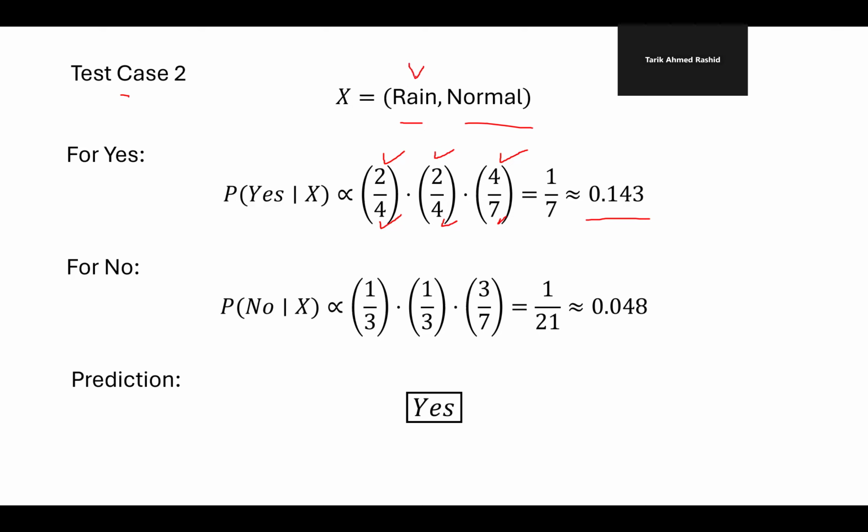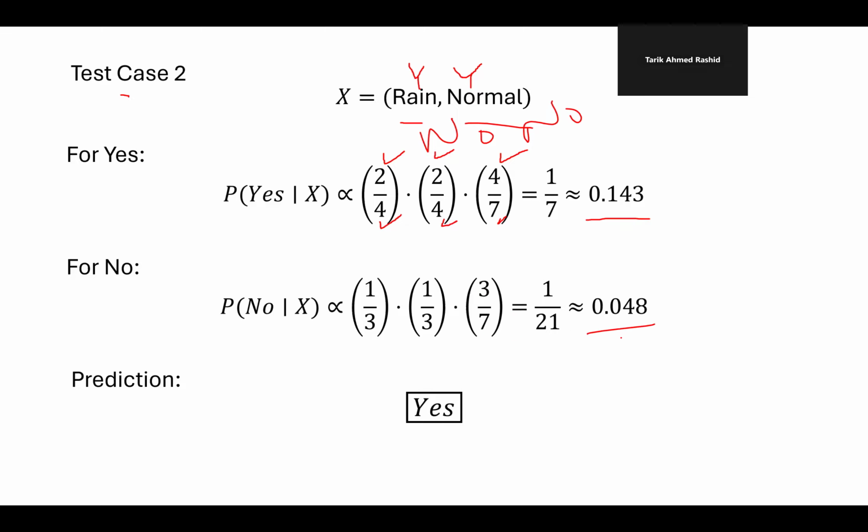Let's do the same thing. That was for yes values. We're going to do it for no: rain no and normal no. For rain, we have 1 no sample in the rain over 3 no samples in the data set, multiplied by, for the normal, again 1 no in the normal feature for humidity over 3 no's we have in the data set, multiplied by the number of no's in the entire data set over the entire data set samples, which is 7.